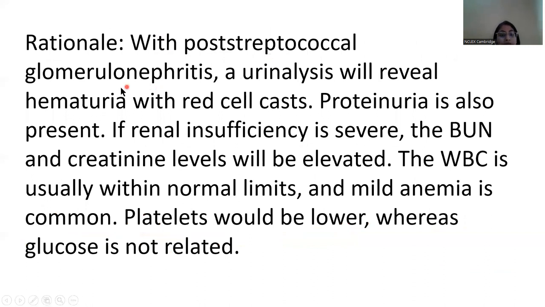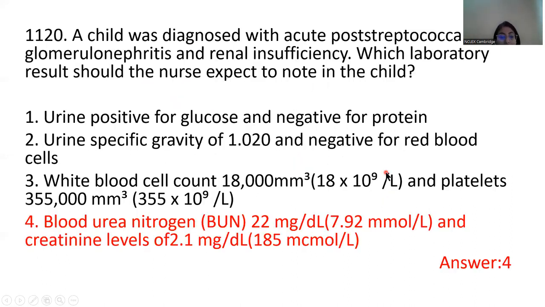With post-streptococcal glomerulonephritis, a urine analysis will reveal hematuria with red cell casts. So in this condition, we can see blood in urine and red cell casts. Proteinuria is also present, so protein in urine is also present. If renal insufficiency is severe, the BUN and creatinine levels will be elevated. So these two values are elevated.